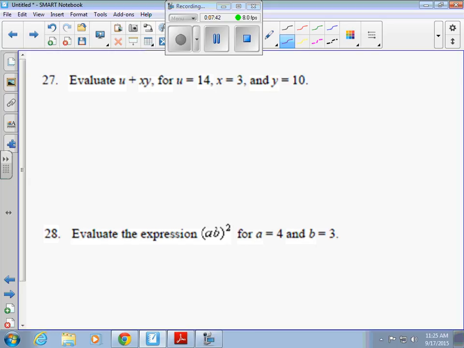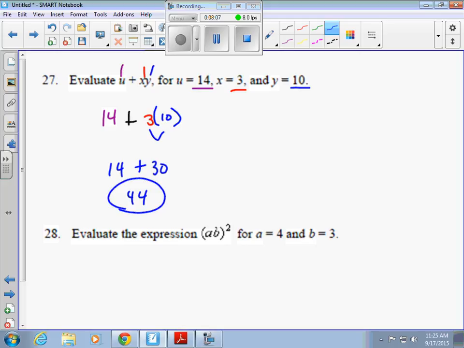Number 27 says to evaluate u plus xy, when u is 14, this place right here, plus x is 3 right here, times y is 10 right here. Order of operations says do multiplication first. 3 times 10 is 30, plus 14 is 44.